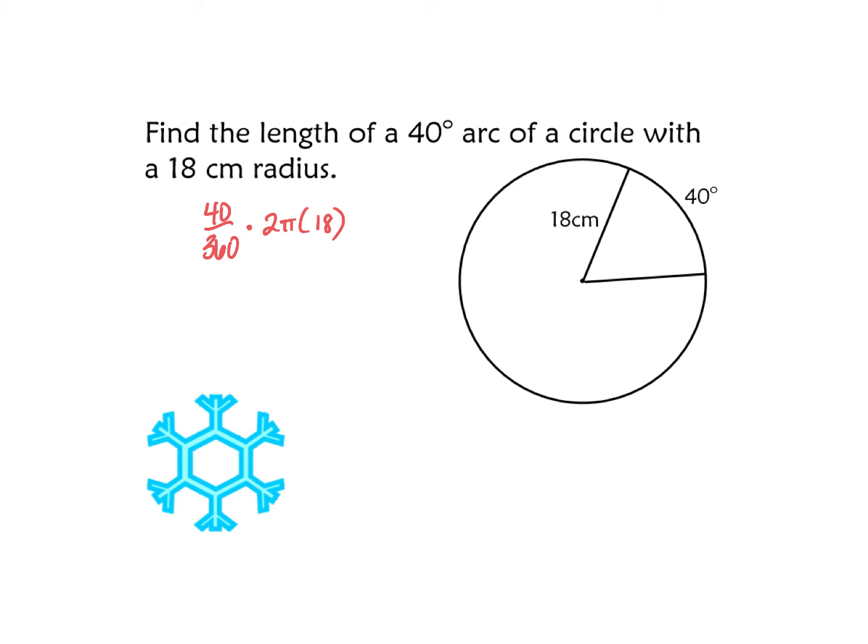I don't care if you put this into your calculator or do the math by hand, but that is 1/9 times 36 pi. So 1/9 times 36, or 36 divided by 9, is 4 pi, in our case centimeters. This is a perfectly acceptable answer. I would just leave your answers in terms of pi. You can multiply out if you want, but there's really no point.